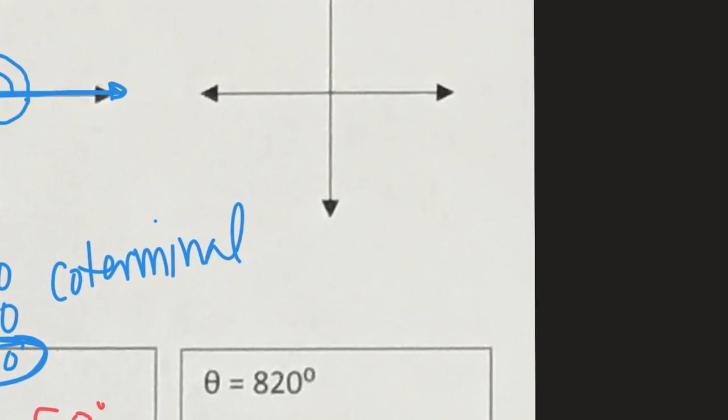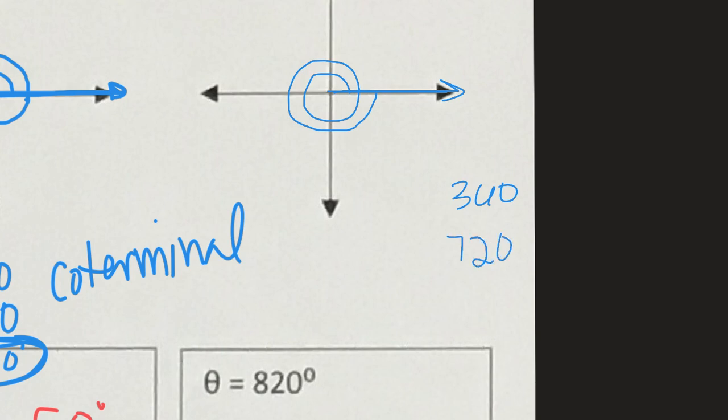Now 820. So this is going to take some counting. I hope you know all of your multiples of 360. I guess we're going to find out. So all the way around is 360 degrees. That's one turn. 2 turns is 360 plus 360, which is 720. So how many more degrees past 720 do I have to go to get to 820? Well, that's 100 degrees. And we had a 100-degree angle in our first example. So there is our 820 degree angle.